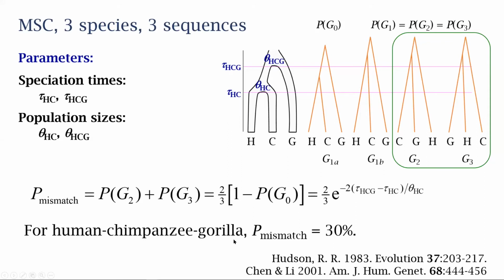For the human, chimp, gorilla, the mismatch is fairly stable, about 30% from several genomic papers. So that means in 70% of the genome or genomic regions, the true genealogical tree matches the species tree. But in the rest, the 30%, there's a mismatch. Okay, so that's the probability of the gene tree topology.